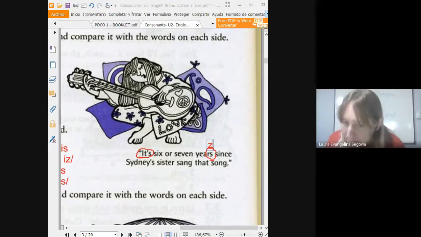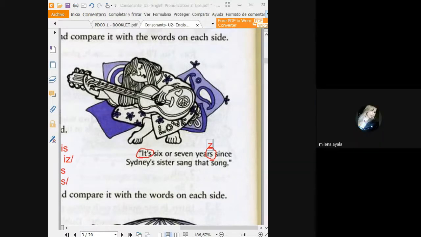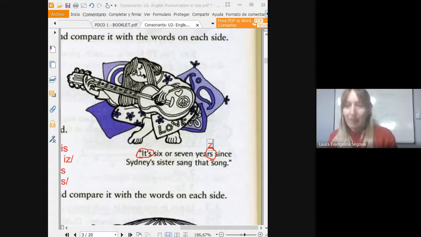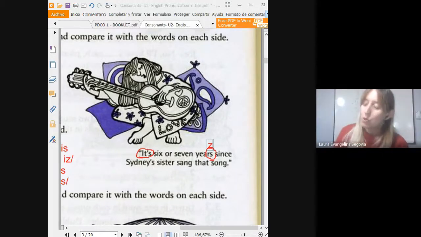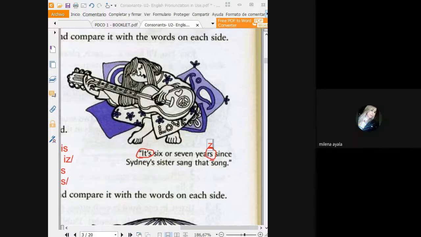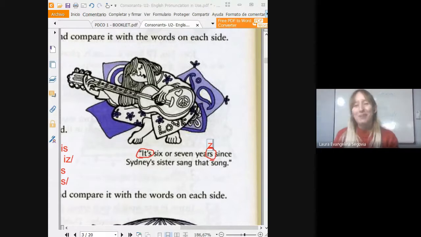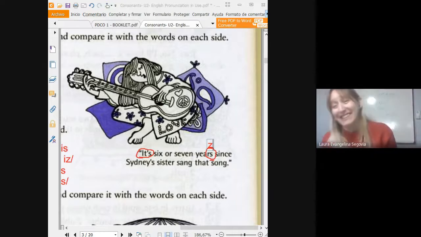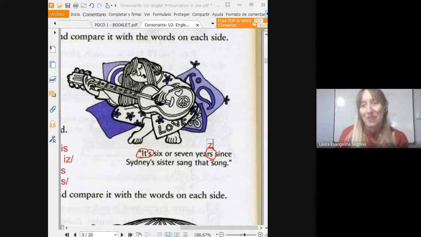Okay, Milena, do it one more time, but non-stop. It's 6 or 7 years since Sydney Sister sang that song. That's better. Okay, can you do it faster? It's 6 or 7 years since Sydney Sister sang that song. Okay, good. It's funny because I asked the students, can you do it faster? And you don't tell me, no, I can't. You start saying it. You are like, I am under pressure.